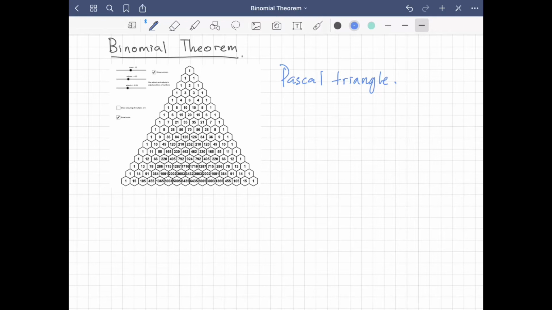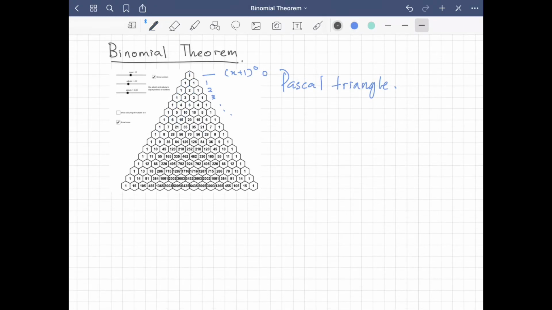For the rows of the Pascal Triangle, we name them according to their power. The first line is the 0 power, so we call it the 0 row, then the first row, the second row, and so on. The terms also start from 0: here is the 0 term, the first term, the second term, and so on.